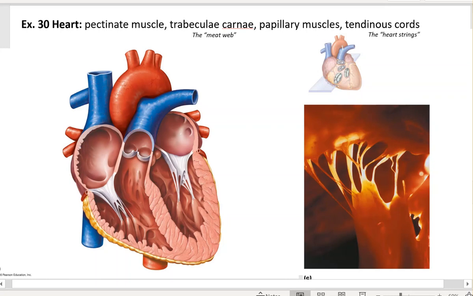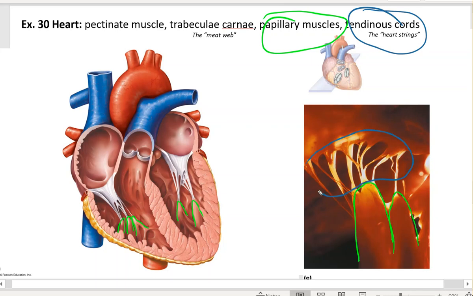And then papillary muscles. Papillary muscles are these bumps right here that have cords attached to them. So this bump and this bump and these 3 bumps, these are papillary muscles. And they have tendinous cords or chordae tendineae attached to them. And so tendinous cords are all of these structures that hold the valve flaps down so that they don't prolapse and send blood backwards up into the atria.